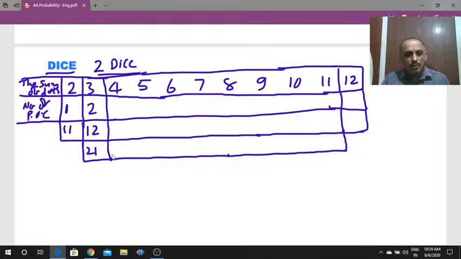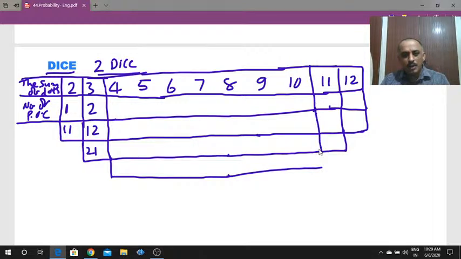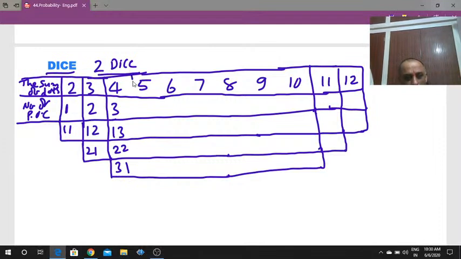Now, if the sum of dots is 4, then how many possible outcomes are there? Tell me, friends. It is 3. We have 3 possible outcomes. The 3 possible outcomes are first die 1 dot, second die 3 dots, 1 plus 3, 4. Or first die 2 dots, second die 2 dots, 2 plus 2, 4. Or first die 3 dots, second die 1 dot, 3 plus 1, 4.